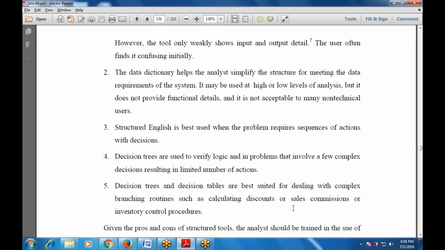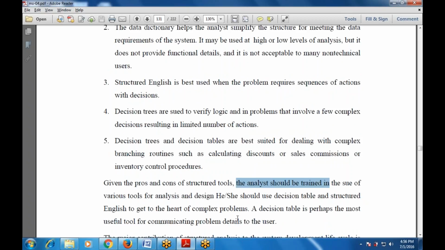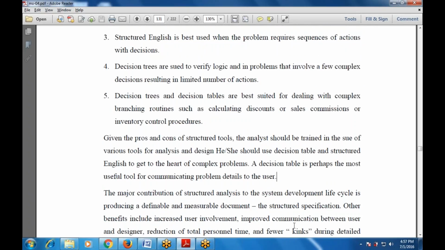Given the pros and cons of the structured tools, the analyst should be trained in various tools for analysis and design. He or she should use a decision table and structured English to get to the heart of complex problems. The decision table is perhaps the most useful tool for communicating detailed problems to the user.